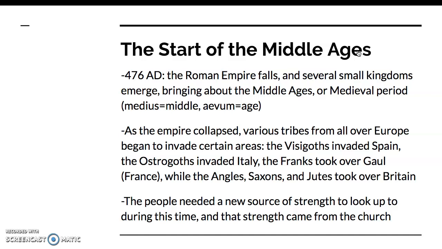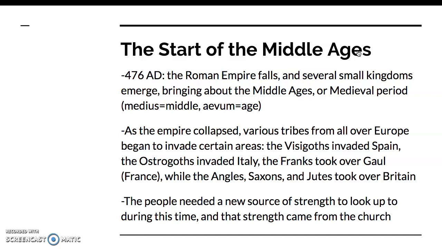The start of the Middle Ages, 476 AD. As we know, the Roman Empire falls and several smaller kingdoms emerge, bringing about the Middle Ages or the medieval period. We get medieval from the words medius, which means middle, and avum, which means age in Latin. As the empire collapsed, various tribes from all over Europe began to invade certain areas. The Visigoths invade Spain, the Ostrogoths invade Italy, the Franks took over Gaul. The Franks led to the Frankish kingdoms, which becomes known as France, while the Angles, Saxons, and Jutes took over Britain. Originally, Britain was known as Land of the Angles or Angle Land, and then eventually that was changed into England. So that's kind of where that comes from.